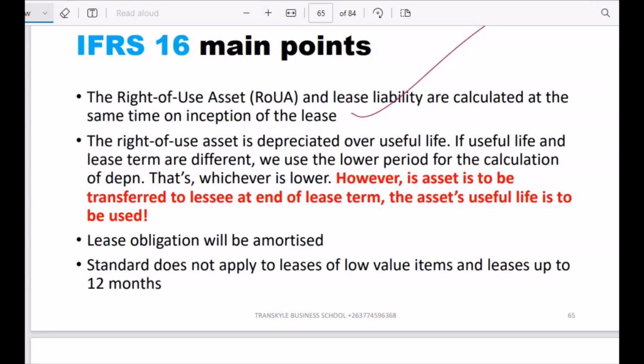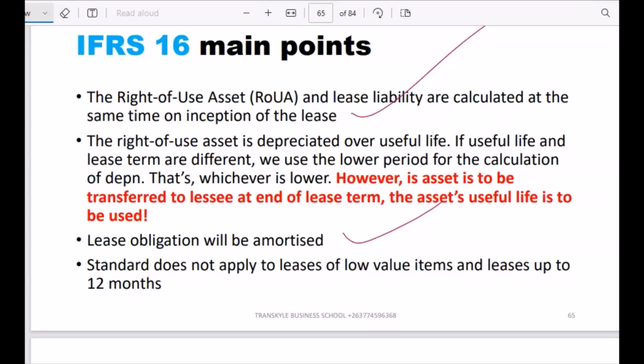The right of use asset is depreciated over its useful life, right? If useful life and lease term are different, we use the lower period for the calculation of depreciation. That is, whichever is lower. However, if the asset is to be transferred to the lessee at the end of the term, then the asset's useful life is to be used. Lease obligation will be amortized. Okay, remember we talked of the amortization schedule.